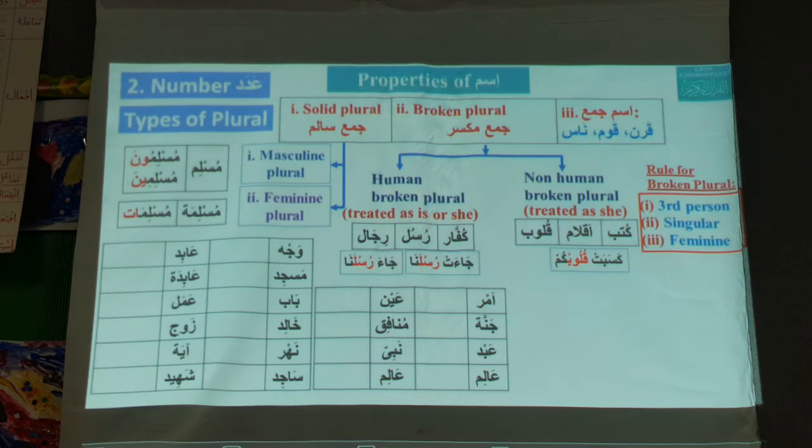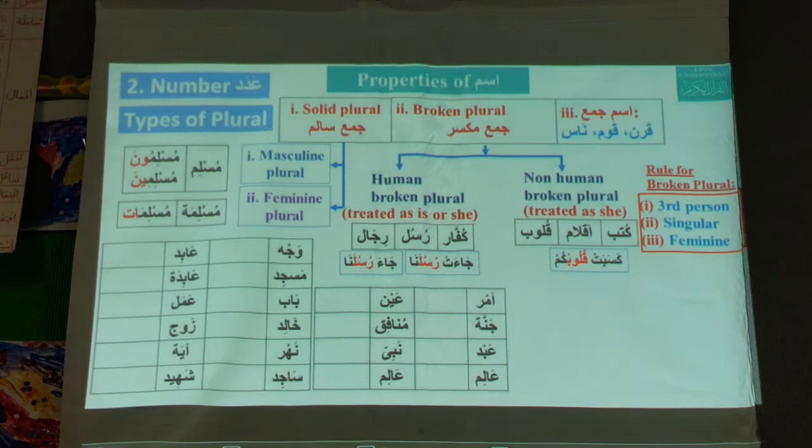So, Abid. Who can tell me what is the plural of Abid? We learned this. Abidun, abidin. So what kind of plural is this? It's the solid plural, jama salim. And abida, abidat. What kind of plural is it? Jama salim, like muslima, muslimat. Now amal. What is the plural of amal? What kind of plural is it? Jama mukassar. Is it human or non-human? Non-human. Good.